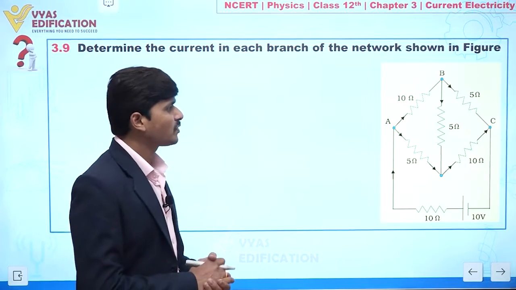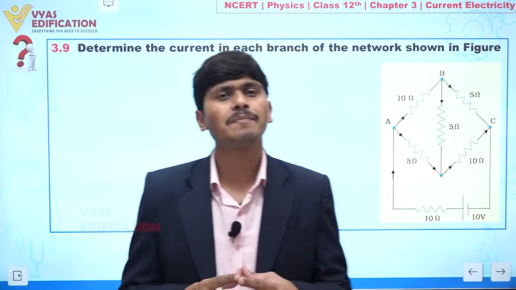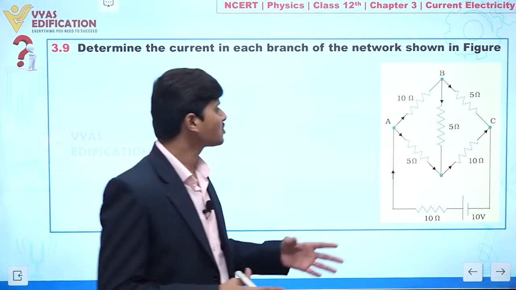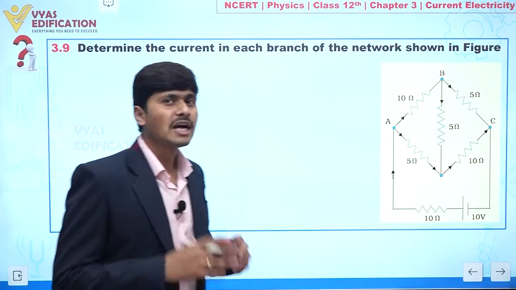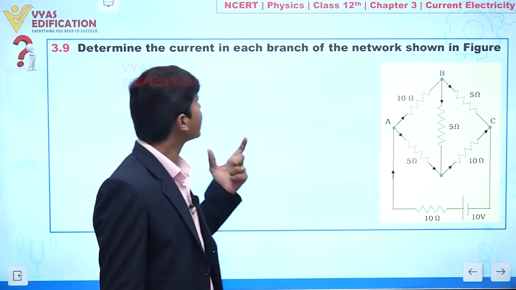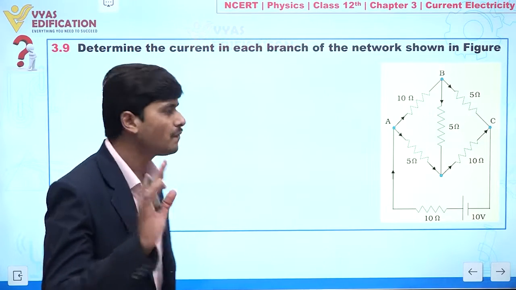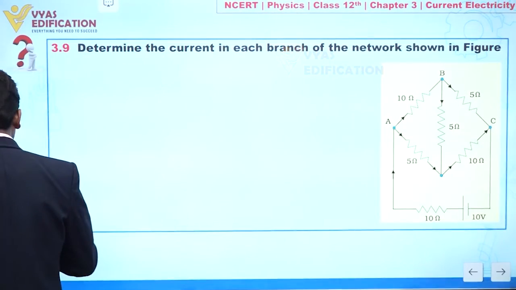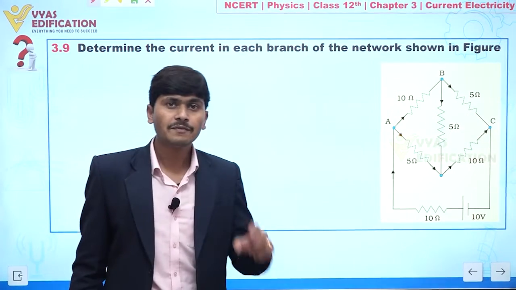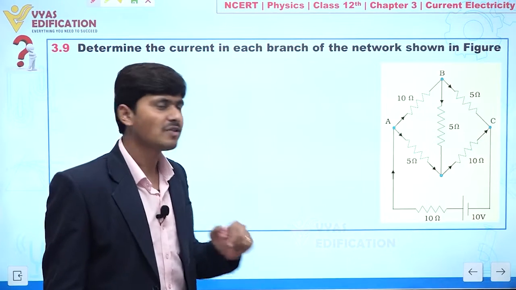Clear? So now what can we do? Now we will apply a very simple concept. We apply Kirchhoff's voltage law and Kirchhoff's junction law, and we will try to solve this question. Our objective is to determine the current in each branch of the network. So now fully concentrate on the screen, my dear students. This question will be a little bit lengthy, but if you know the concept very well, you can easily solve it. Now concentrate.